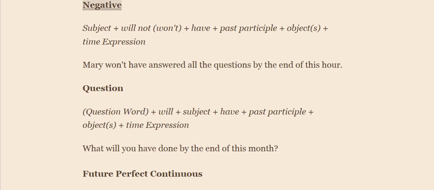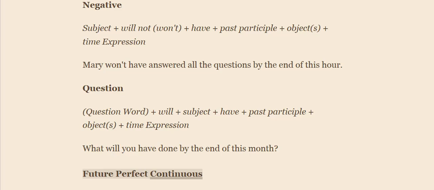Negative: subject plus will not (won't) plus have plus past participle plus object(s) plus time expression. Mary won't have answered all the questions by the end of this hour. Question: question word plus will plus subject plus have plus past participle plus object(s) plus time expression. What will you have done by the end of this month?